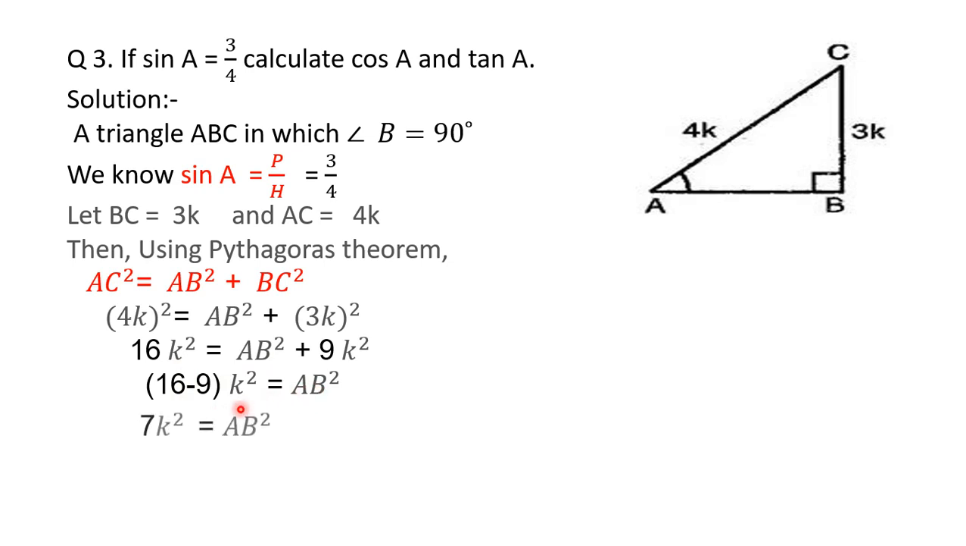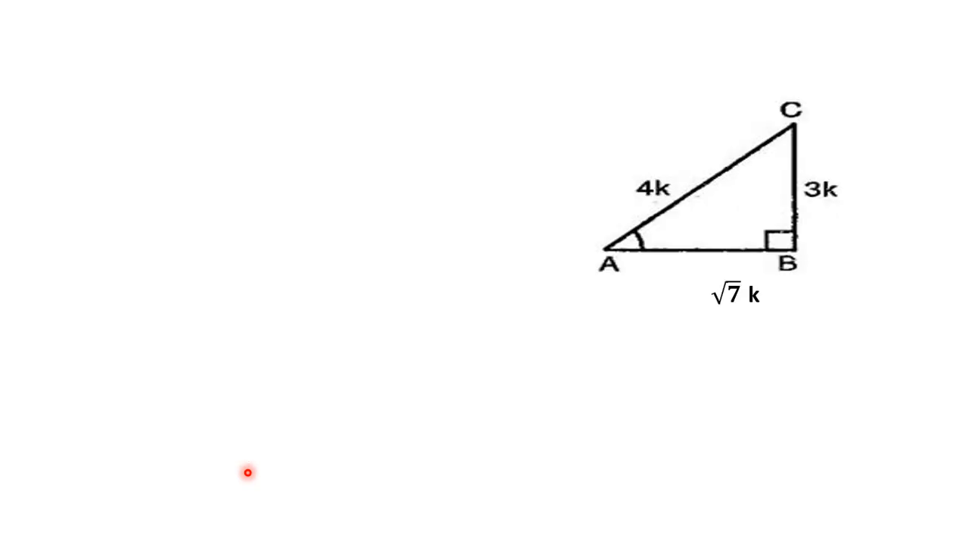16 minus 9 is 7. 7K square is equal to AB square. Taking square root on both sides, we get AB is K under root 7. So we get the value for the base AB is root 7 into K. Now we have to find out the value for cos A and tan A.